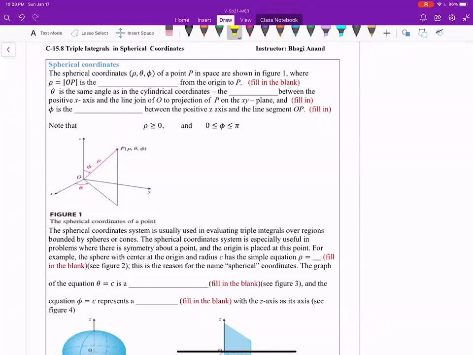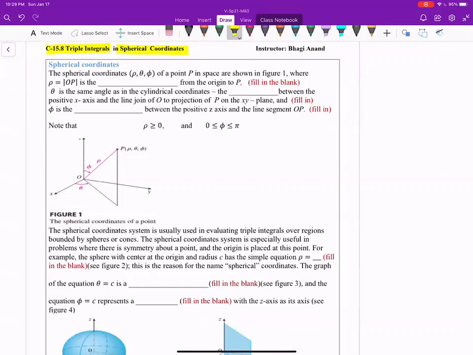Welcome everyone. In this video, I will be covering section 15.8, triple integrals in spherical coordinates. So we saw earlier polar coordinates, how they can be used in evaluating double integrals in an easy way. And we also saw cylindrical coordinates in the previous section, and how they are used to evaluate certain triple integrals, which are hard to evaluate otherwise.